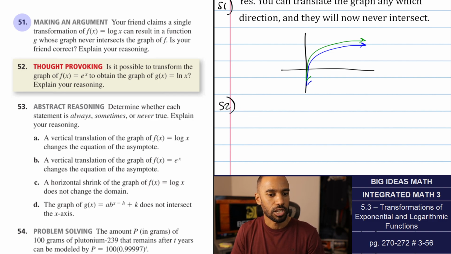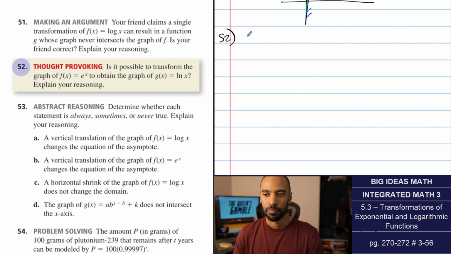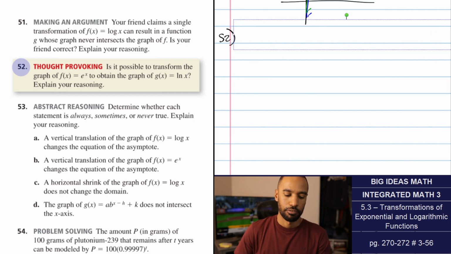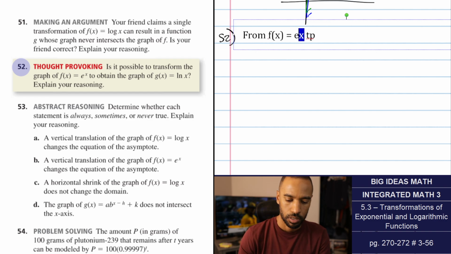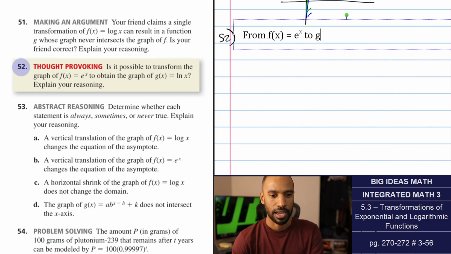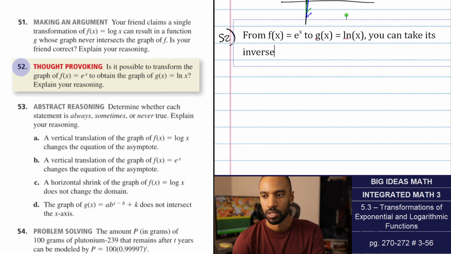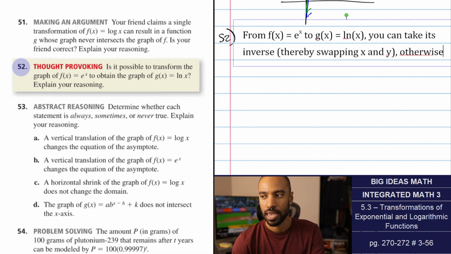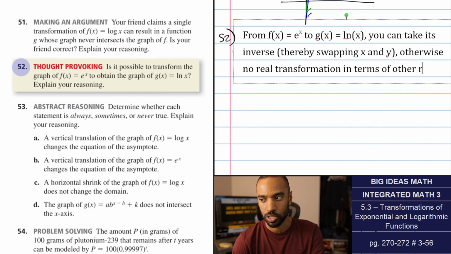Number 52, thought-provoking. Is it possible to transform the graph of f of x equals e to the x to obtain the graph of g of x equals natural log of x? Explain your reasoning. You can take its inverse. I don't know if that's considered a transformation. From f of x equals e to the x to g of x equals natural log of x, you can take its inverse, which also means thereby swapping x and y. Otherwise, no real transformation in terms of other reflections.